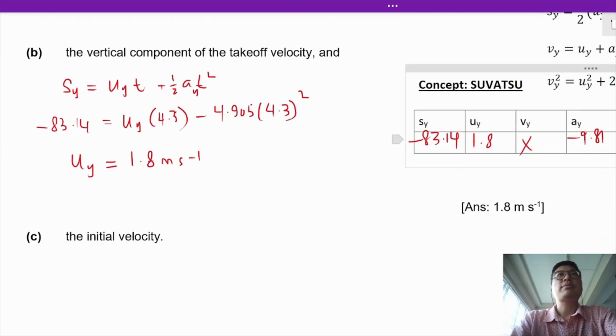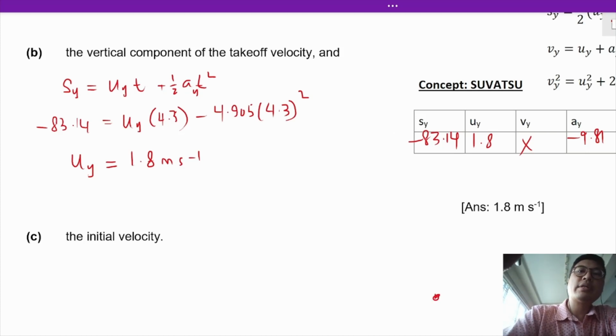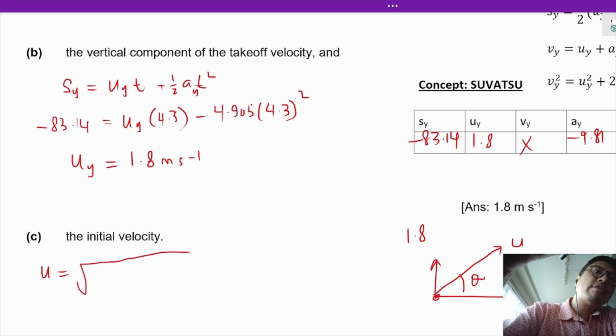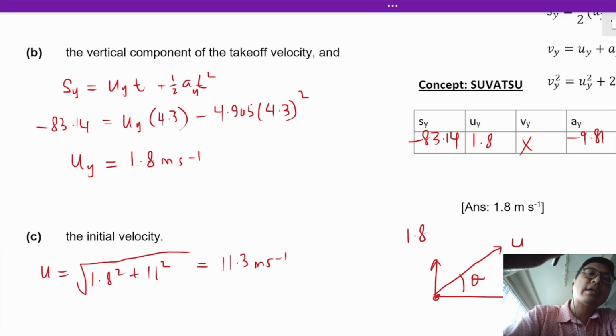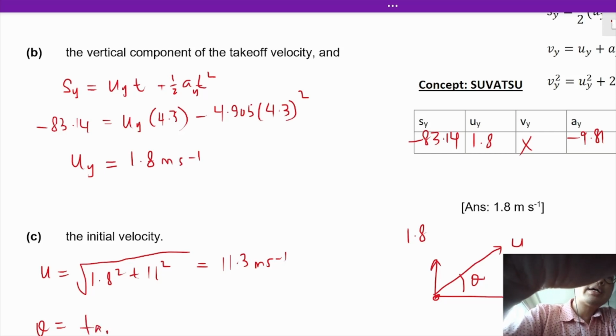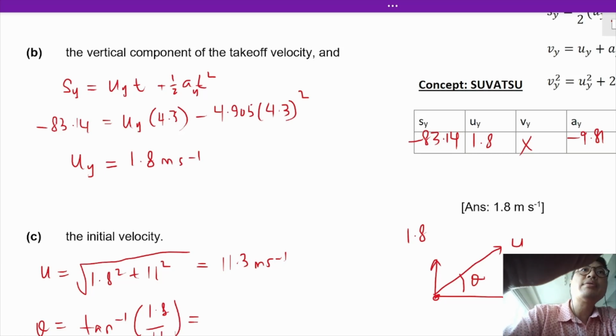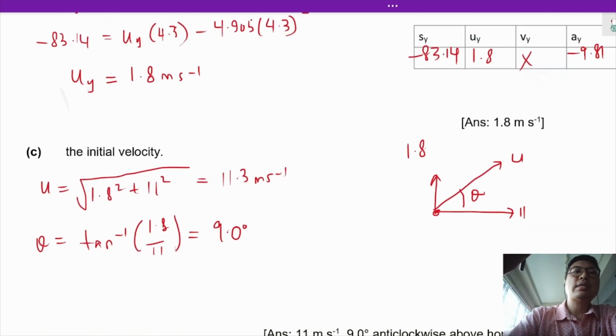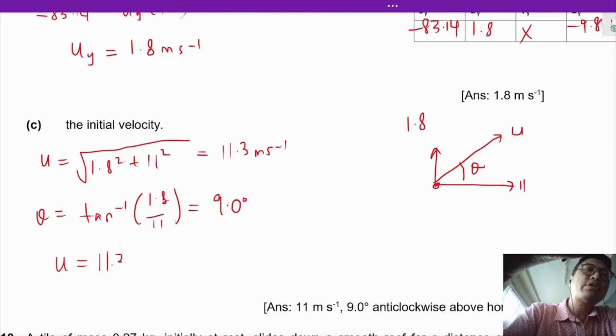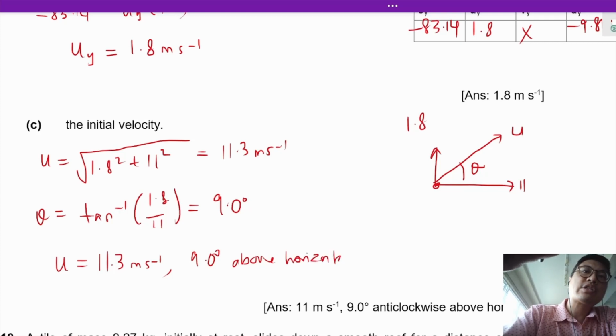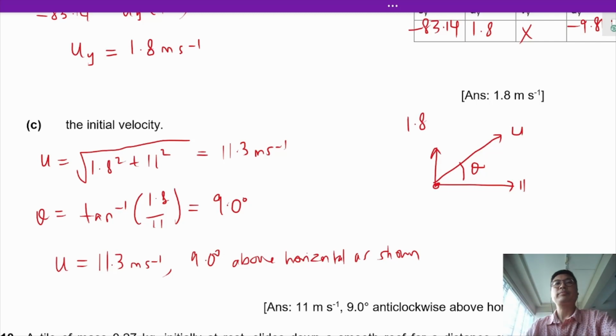Okay, so what is the initial velocity? If we take a look over here, uy is 1.8 and ux is 11. So we need to know the initial velocity u as well as the angle. So u will be equal to the square root of 1.8 squared plus 11 squared, which is 11.3 meters per second. Then what about the angle theta? The angle theta will be the arctan of 1.8 over 11. That's a very small angle, 9.0 degrees. So we can say that u is equal to 11.3 meters per second, 9.0 degrees above the horizontal as shown. Okay, now that is for question 9.